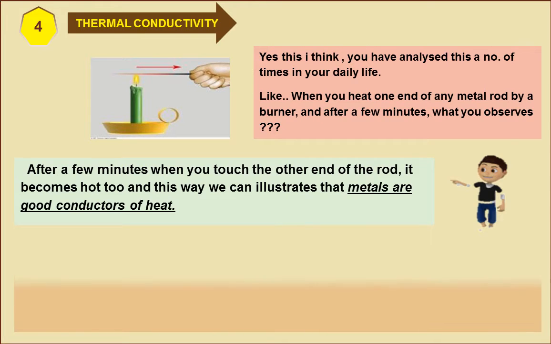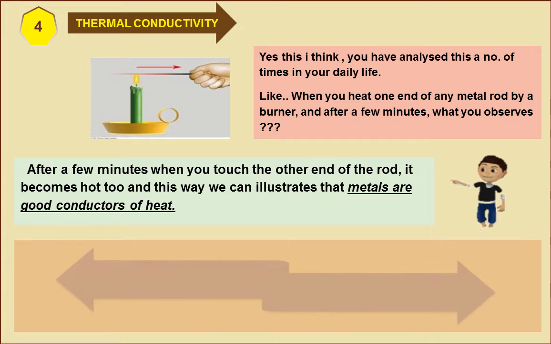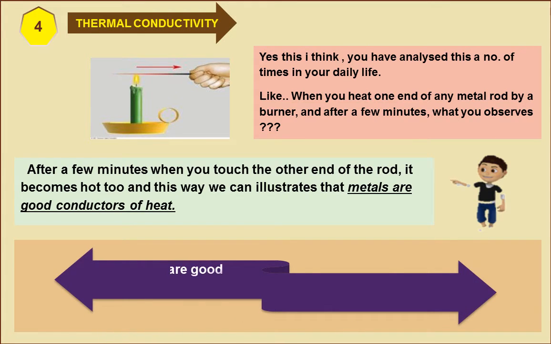So there are some metals which are very good conductors of heat, that are silver Ag and copper Cu, but there are some exceptions also, like lead Pb and mercury Hg, which are bad conductors of heat.